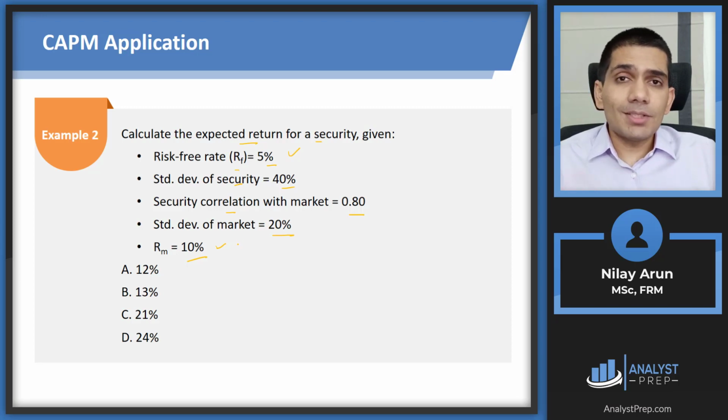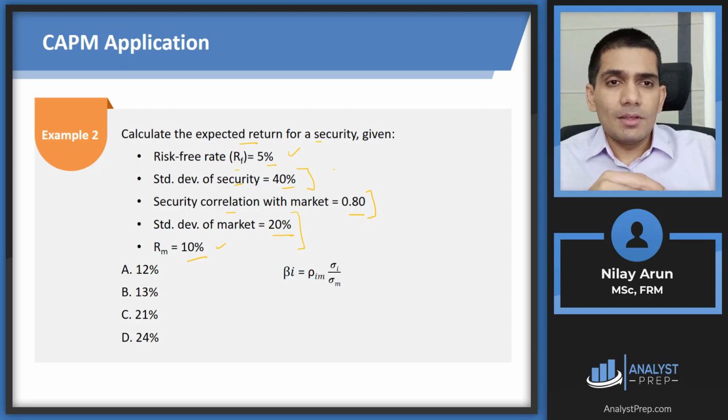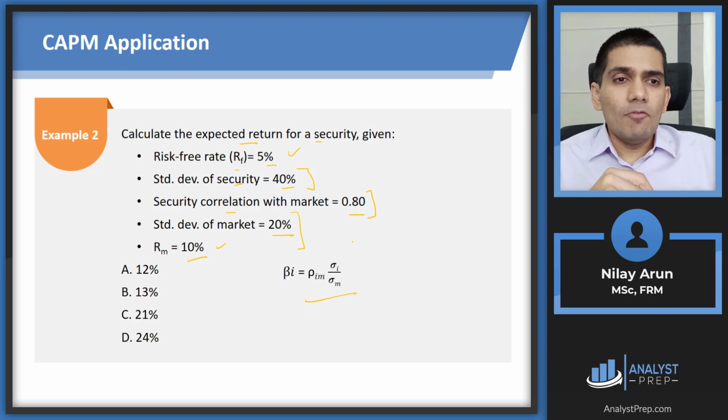How will we do this? We again use the second version of the formula that we saw earlier. We need the correlation, the standard deviation of the security, and the standard deviation of the market. Those are the three things we require to calculate the beta. That's the formula, if you remember. We take the correlation, 0.8, multiply that with the standard deviation of the asset, 40%, and divide that by the standard deviation of the market, 20%. So 0.8 times 40% divided by 20%. That's what your beta is going to be.